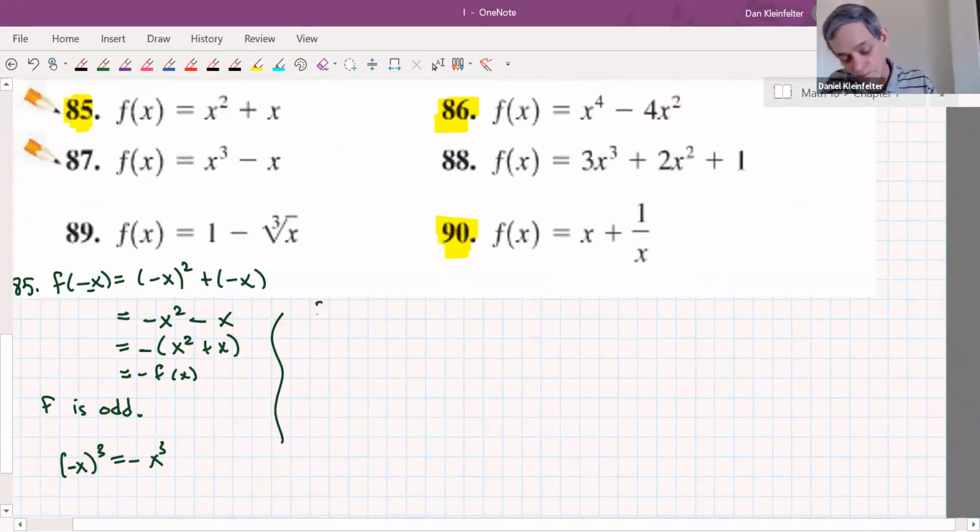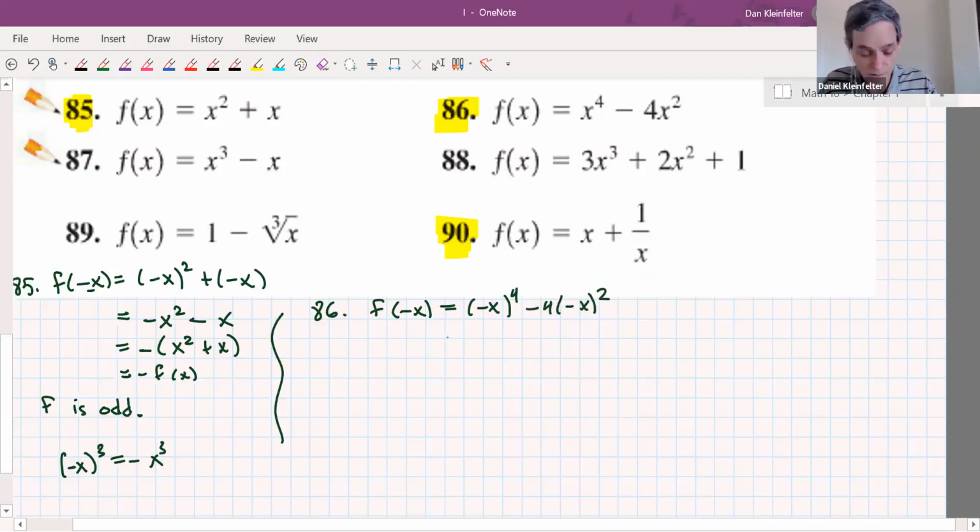All right. For 86, here I see an x to the fourth and an x squared, so it'll probably end up being even, but it's good to check. f of minus x will be minus x raised to the fourth power minus 4 times minus x squared. Again, with simplifying, this will give us x to the fourth minus 4x squared, and that is our f of x. So sure enough, it is an even function.